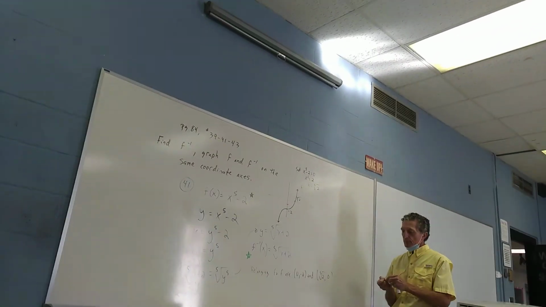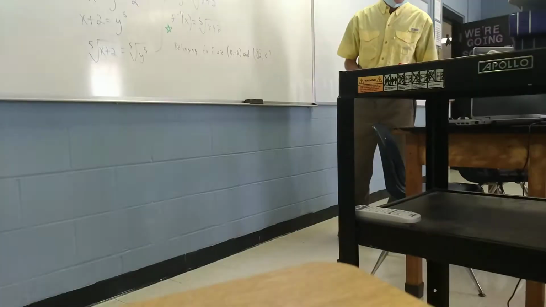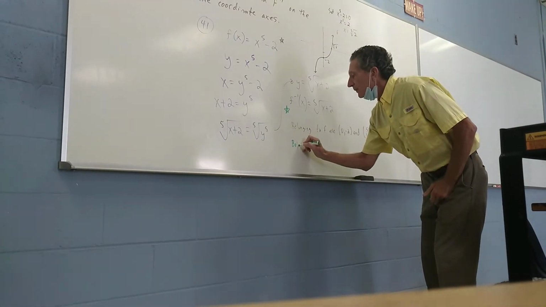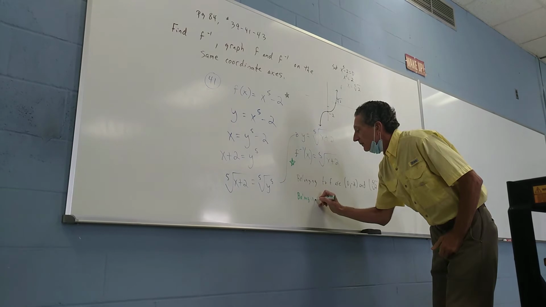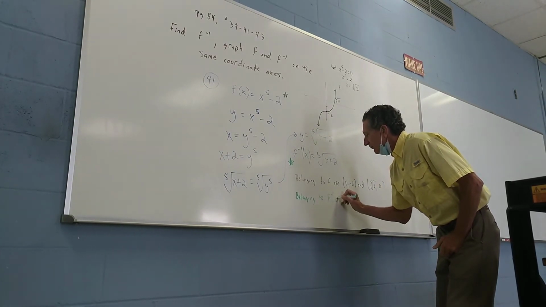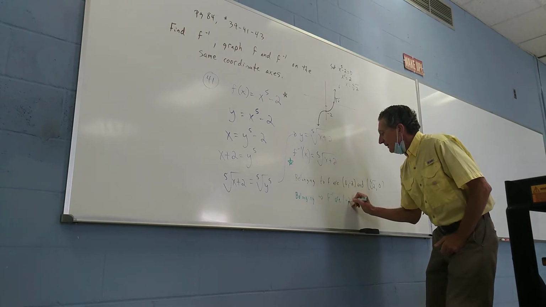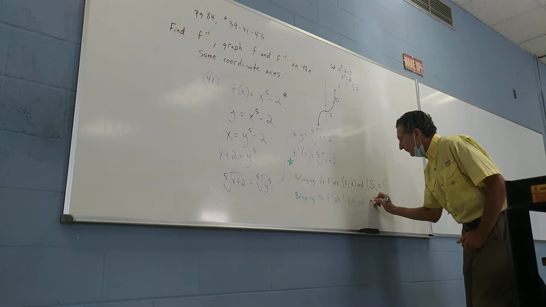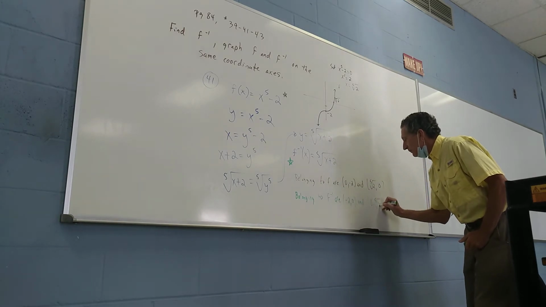Going to green. That was about the points for f of x, right? That's F. Belonging to F inverse are (-2, 0) and (0, 5th root of 2).